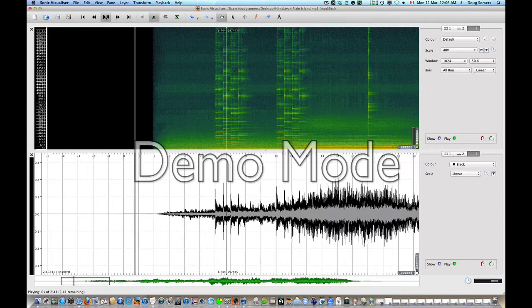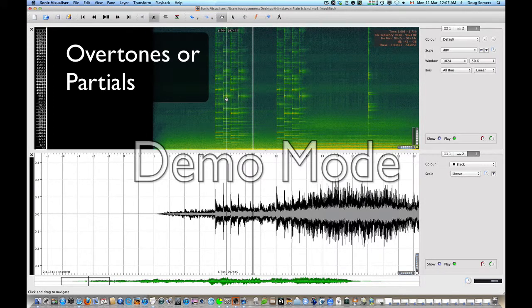Let's just have a listen to this again. So you'll see that as the plink sounds happen, the computer has detected that there are a lot of higher frequencies as components within that. And these components are often called either overtones or partials.